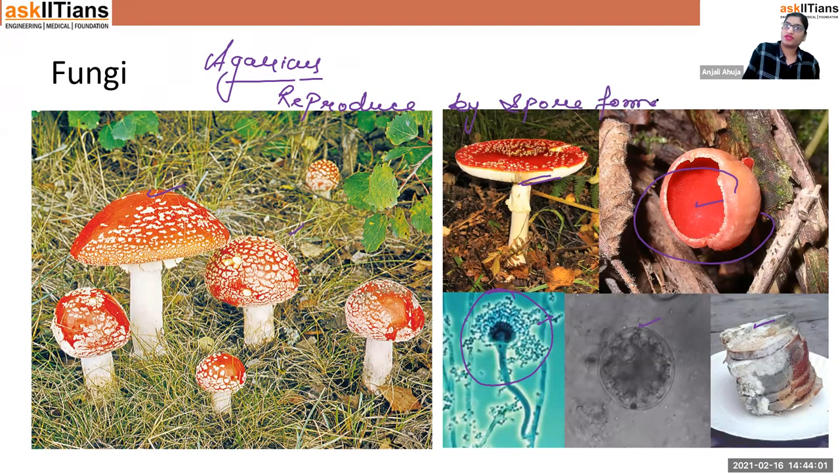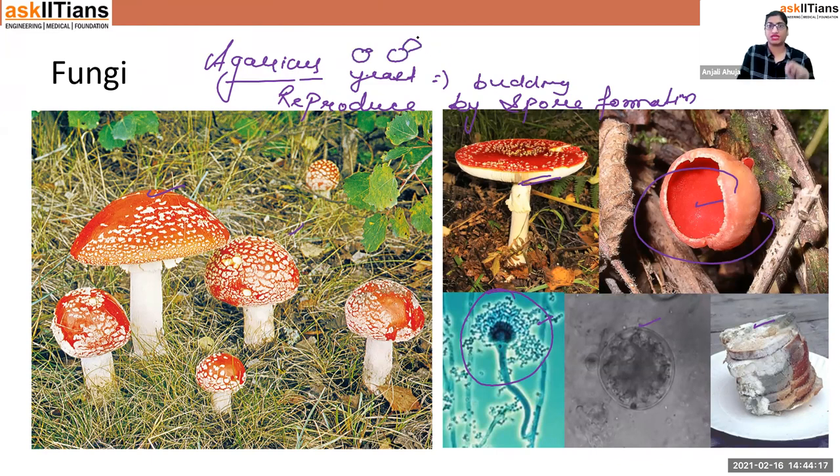There's an interesting point about the yeast. Yeast reproduces by budding. A little bud appears on the yeast. Like this is a yeast, and on it a little bud appears. This bud is going to grow and then it is going to be separated.